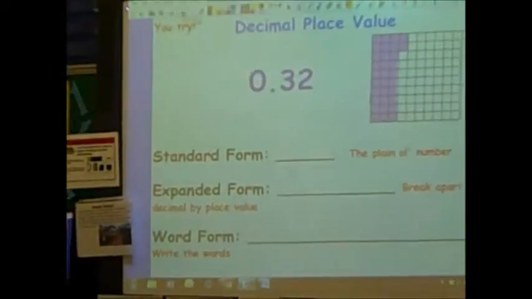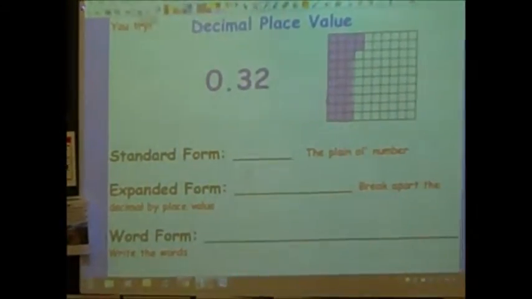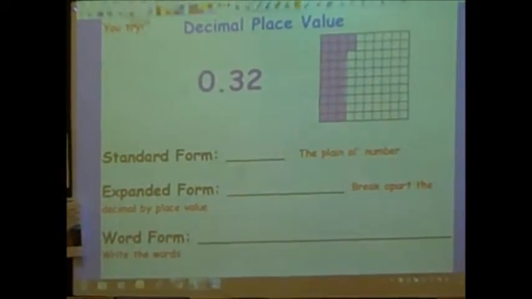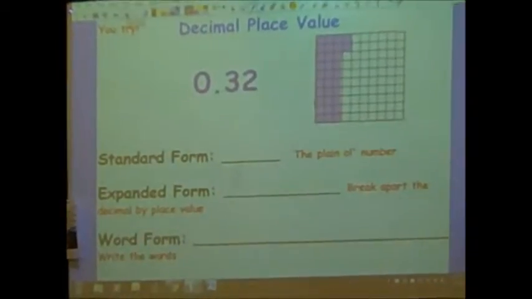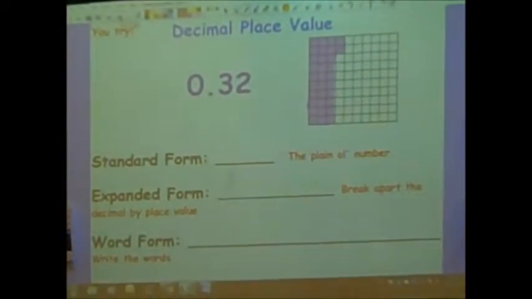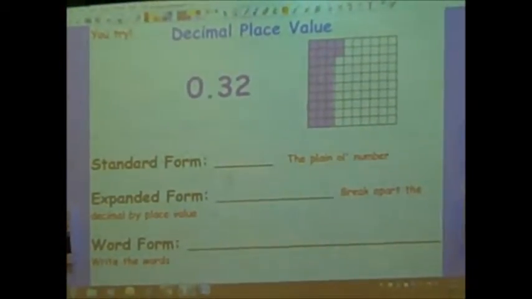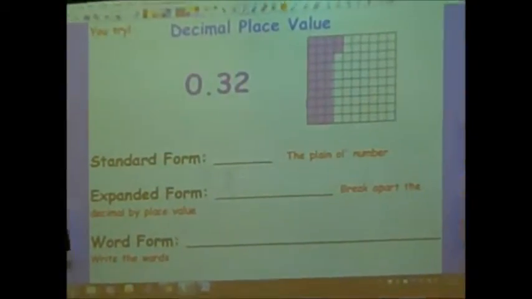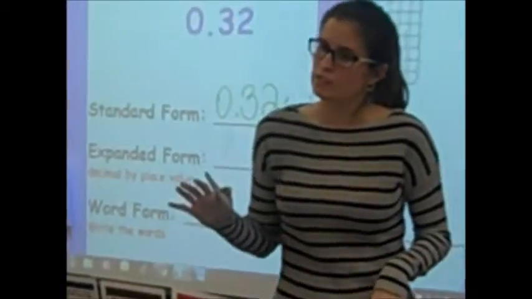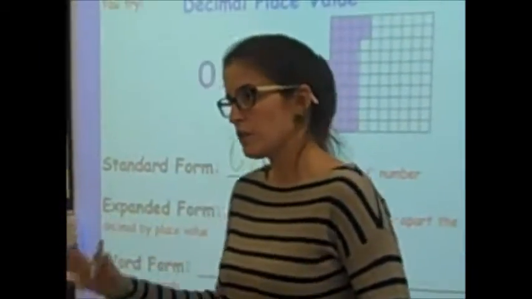All right, so on yours, the next page, I believe, we have one for you to try. So you have 32 hundredths shaded, and then you can put it in standard form, expanded form, and word form. Base 10 numeral would just be 32 hundredths. And we're trying to get away from the kids saying 0.32.